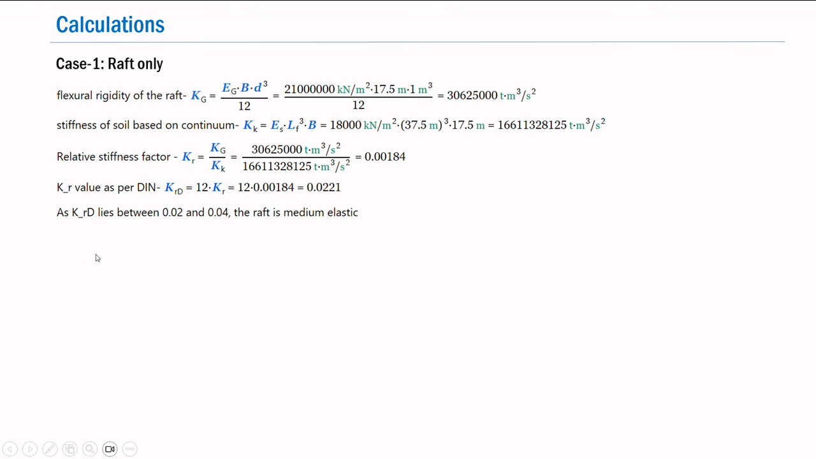0.0221. Now going back to the DIN recommendations, we find that this value of the stiffness factor lies between 0.02 and 0.04. Therefore, the raft can be classified as medium elastic. So we conclude that based on the calculations made, if we consider only the raft as contributing to the flexural rigidity, the relative stiffness factor would be 0.0221.